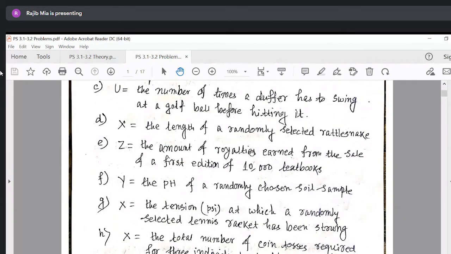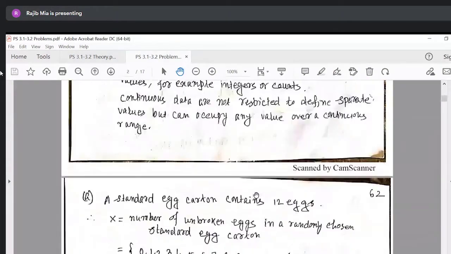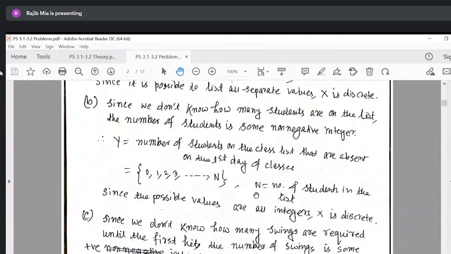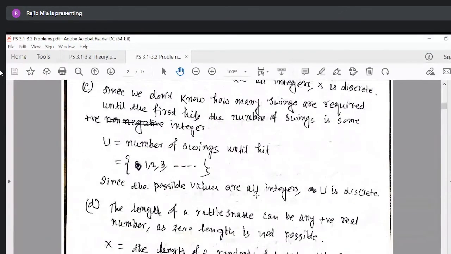It should be okay. It has a finite length, but it can take any value. Any value greater than 0 up to a finite limit means there are so many values, so many real numbers. So x lies inside an interval. This is a continuous random variable.